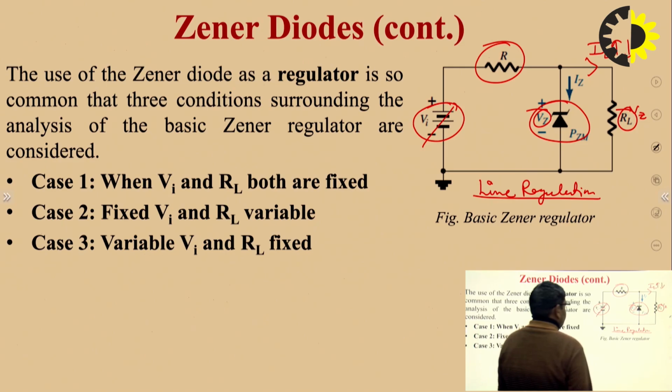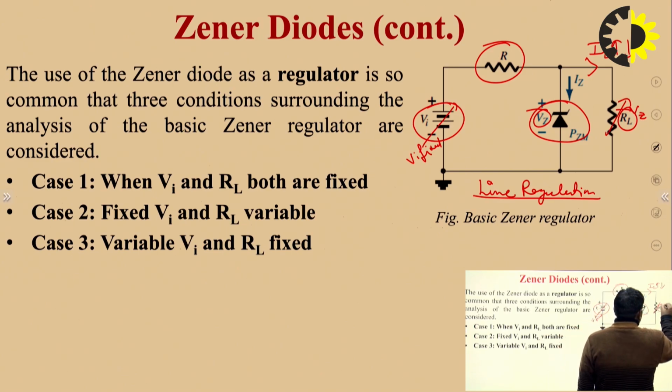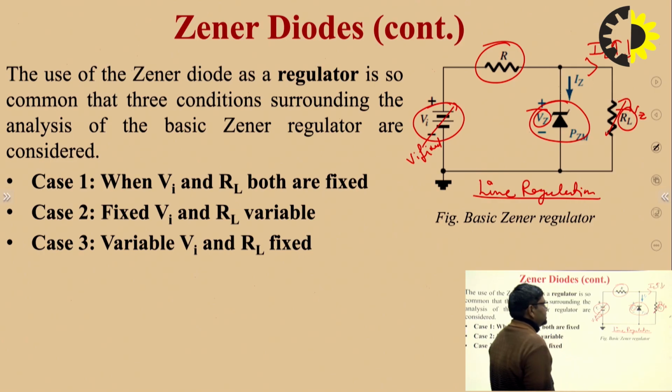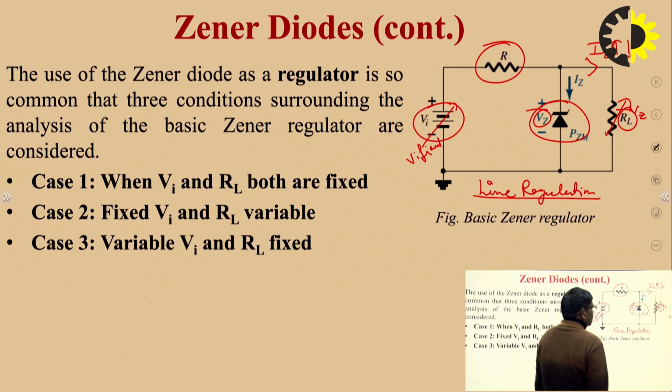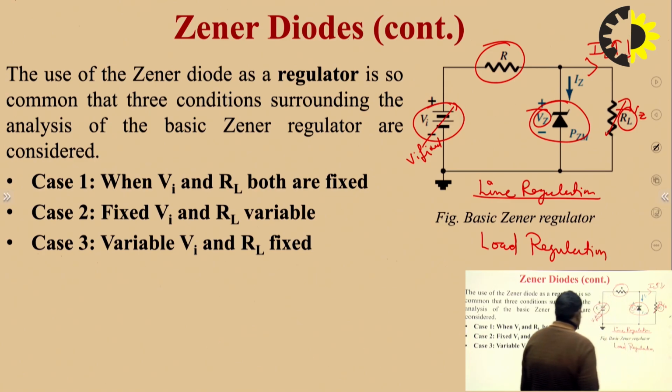But in load regulation, Vi is fixed and the load resistance is varied. That means if the load resistance is high or low, the load current fluctuates, so the IL into RL drop is varied. That type of voltage regulation is fixed by the Zener diode, and it is called load regulation. So by using the Zener diode, we fix the load regulation as well as the line regulation.